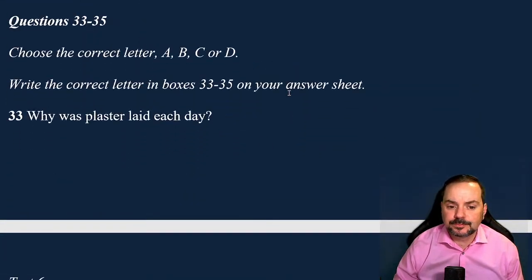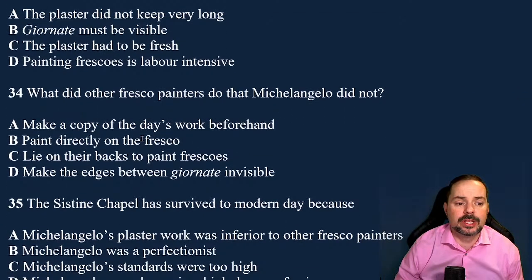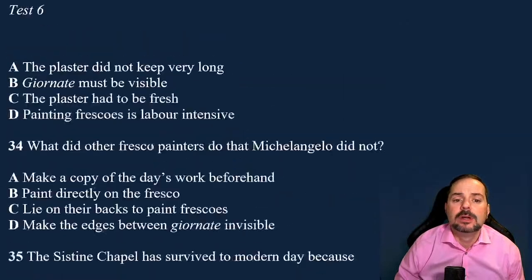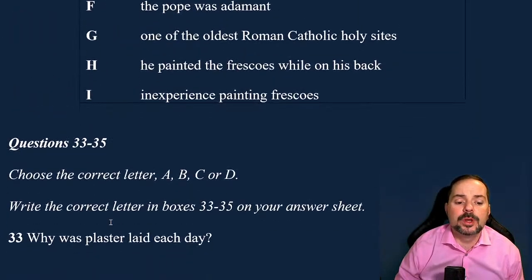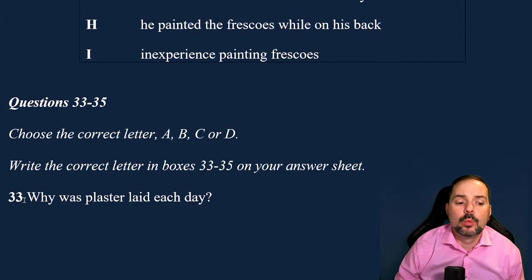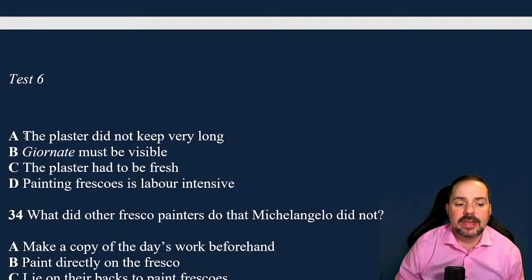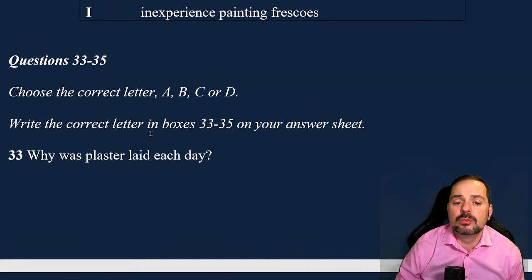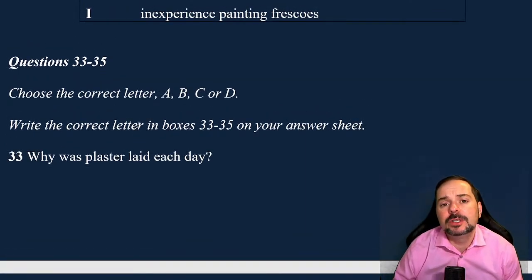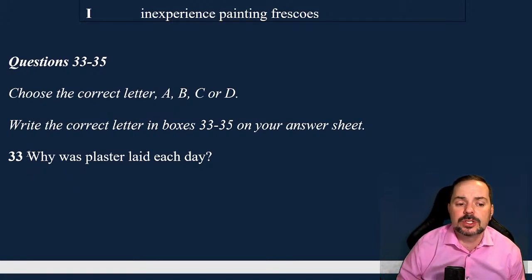All right, so now we have some multiple choice here, okay? So 33, 34, 35, multiple choice. Again, we are only concerned with the question because from the choices A, B, C, D, we simply don't know what is true, what is included in the text. So we want to ignore that because it's going to be quite confusing if we read those choices. So we just look at the multiple choice question. Why was plaster laid each day?